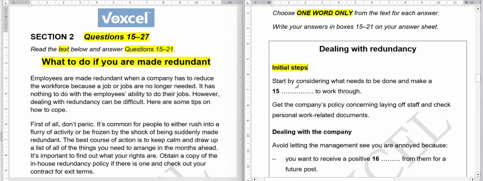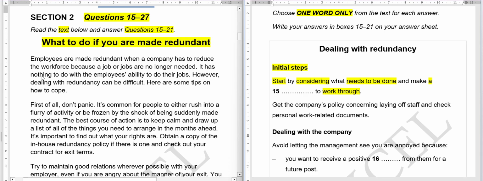Initial steps. So this is about the starting steps. Start by considering what needs to be done and make a dash to work through. So you have to start by considering what needs to be done, like what you should do, and you have to make a dash to work through. You can make a list, you can make a timetable of things you have to do. To work through means to go through things. So we make a list, or some timetable, like we have to do this first, then this, then this. Let's see what the paragraph is all about.